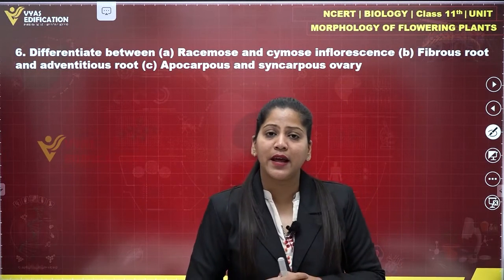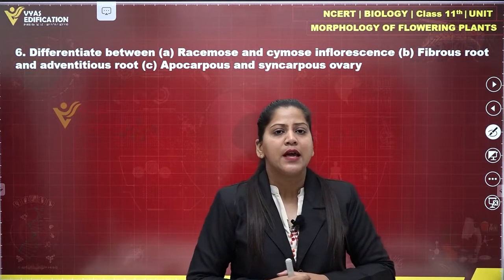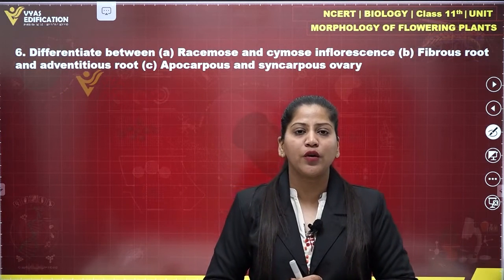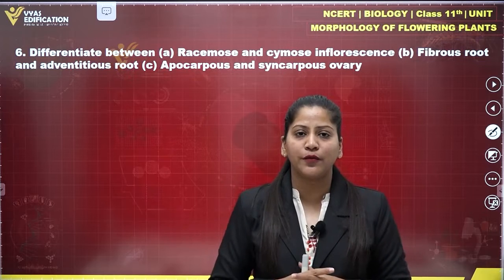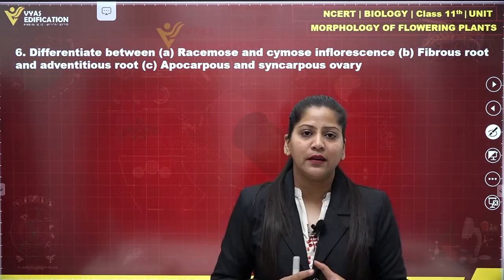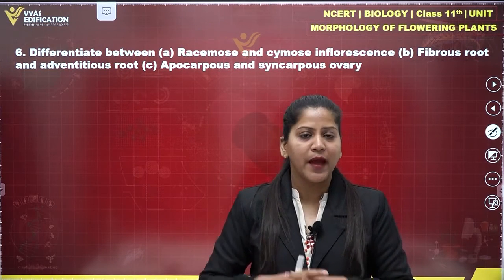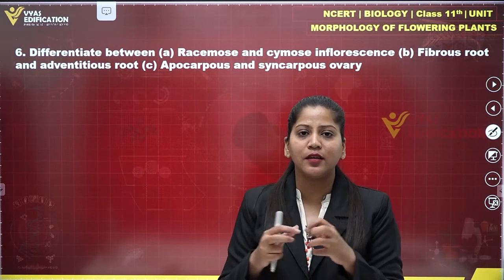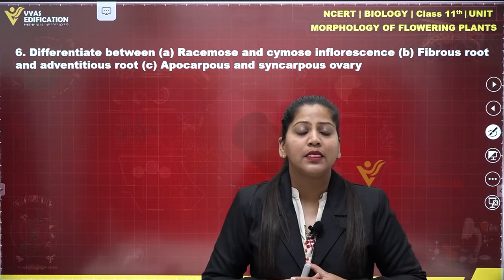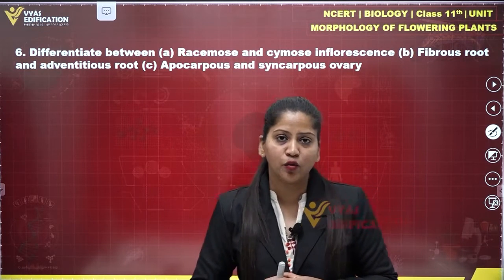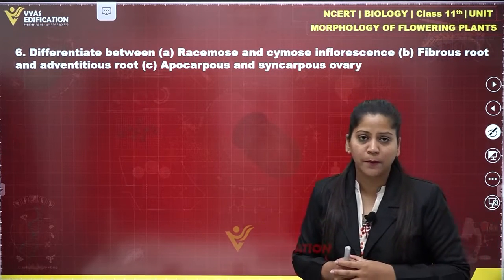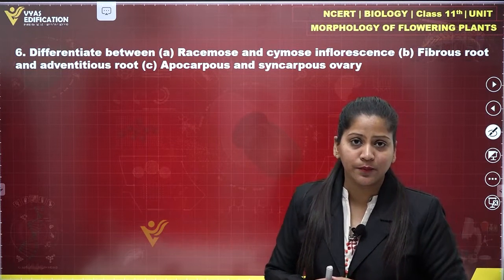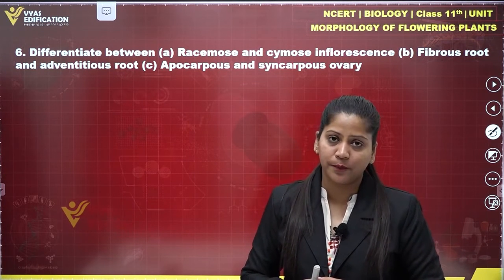If you talk about the next one, that is adventitious root, these are the roots which originate from any part of the plant other than the radicle of a seed. Except for the radicle of a seed, when any root arises from any part of the plant, the type of root is said to be adventitious root, which is found in banyan, monstera, etc.